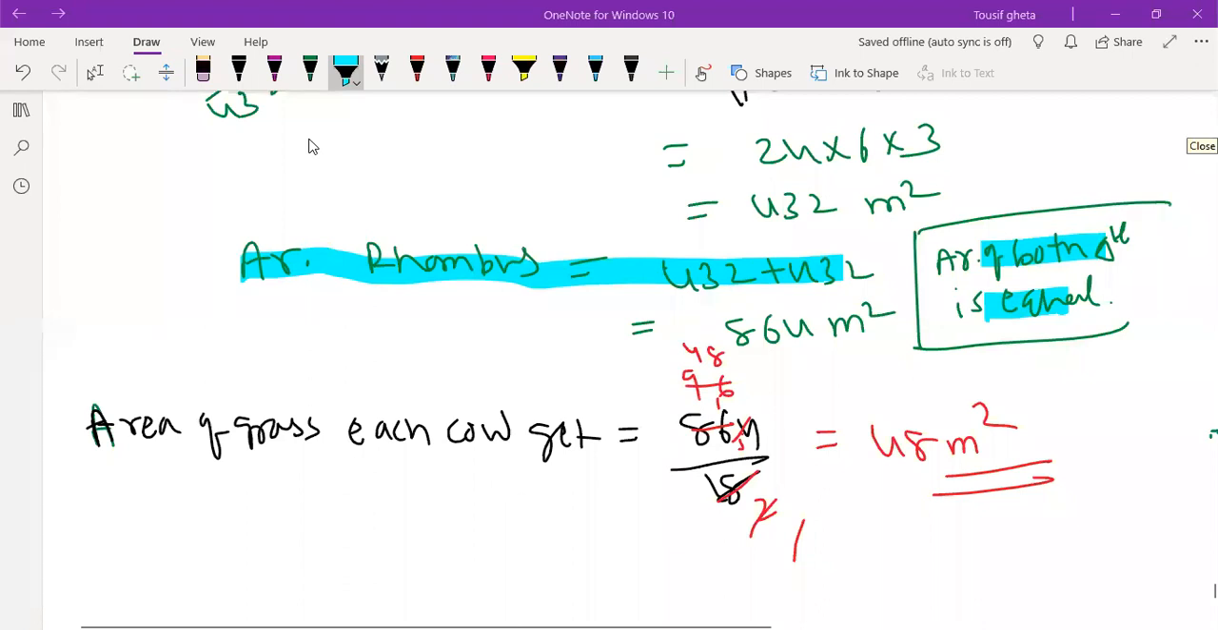And after adding, then you should divide by 18, because we wanted to find out how much area each curve will get. Divided by 18, that's your answer.